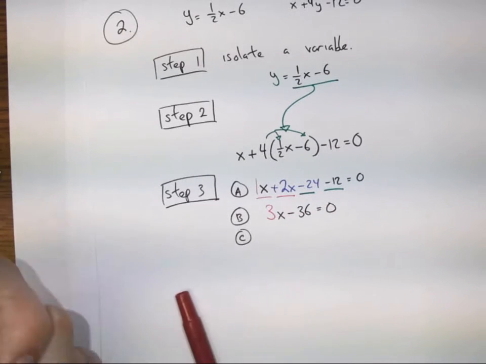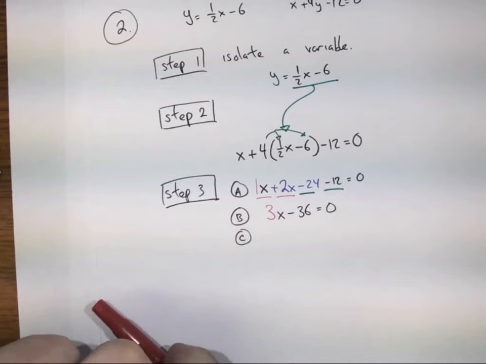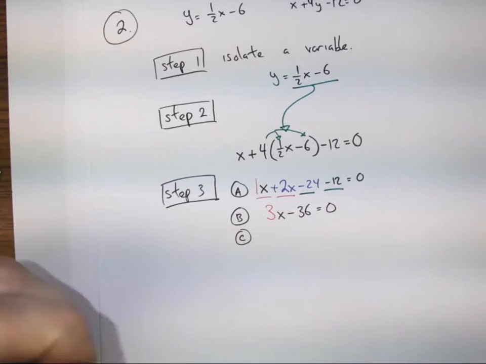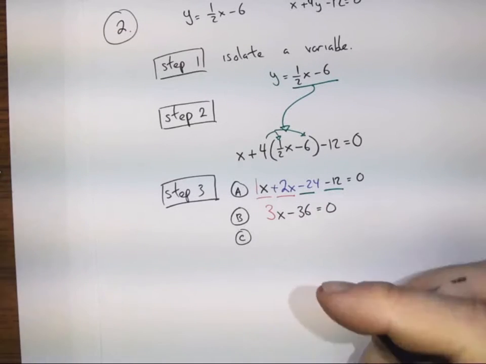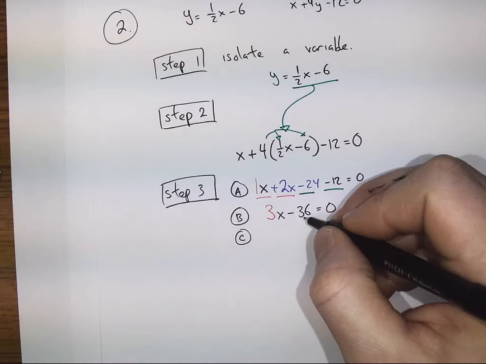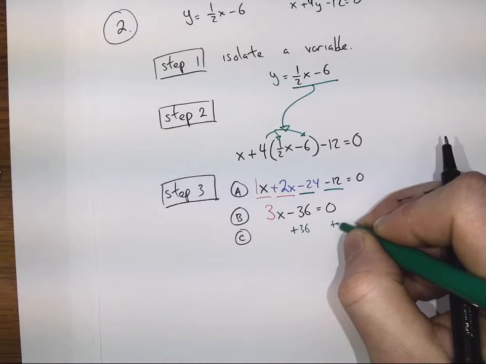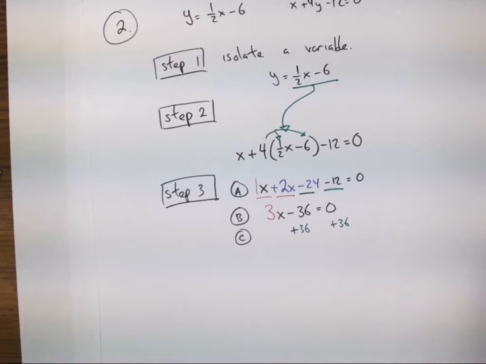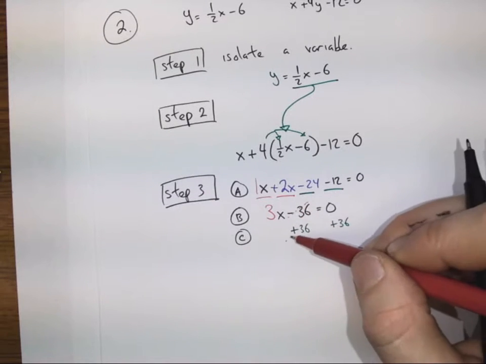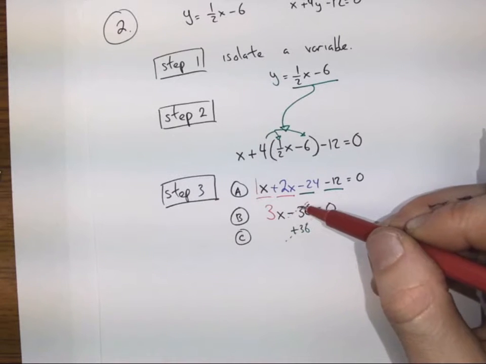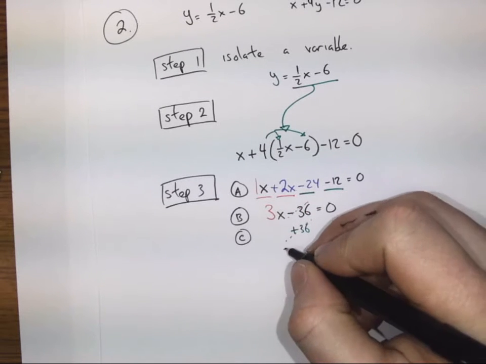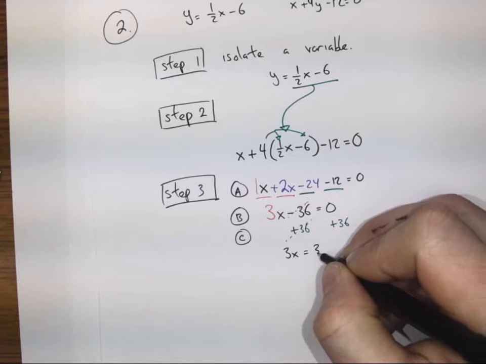Step C, we're going to deal with all the adding and subtracting first. We're going to get everything away from the side of x. We're going to start with the thing that's being subtracted, so we're going to add 36 to both sides. That cancels out the 36s. This is the opposite of subtracting 36. And then I get 3x equals 36.